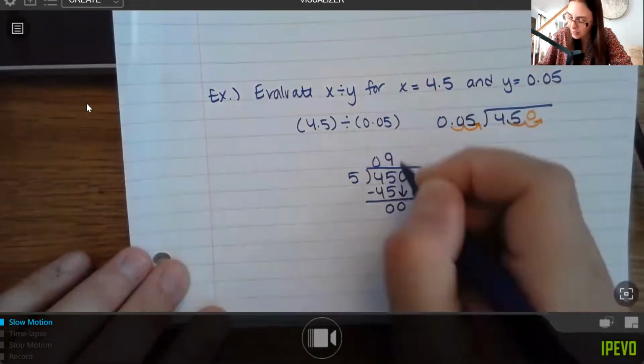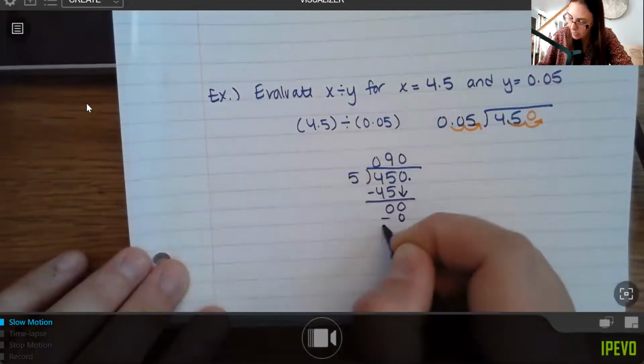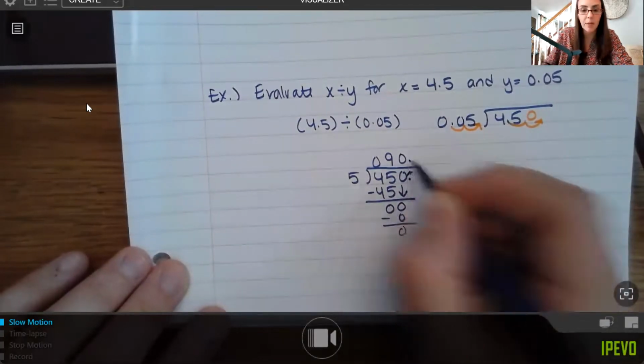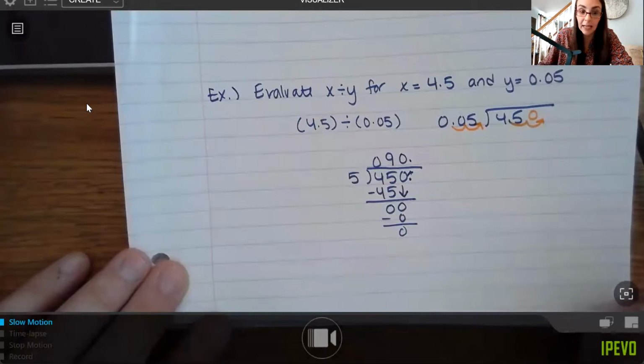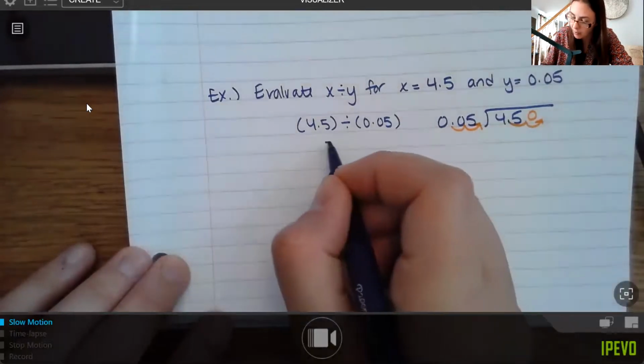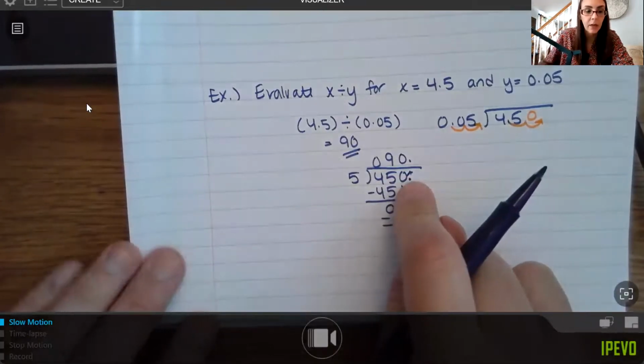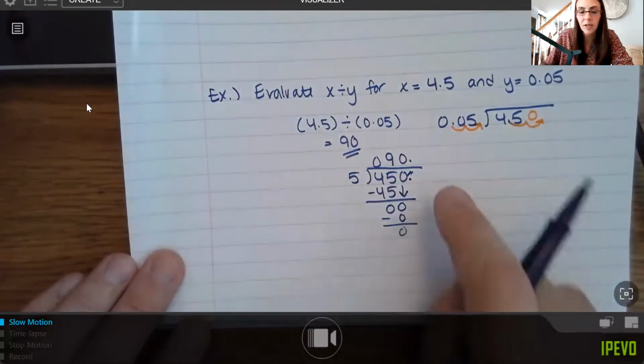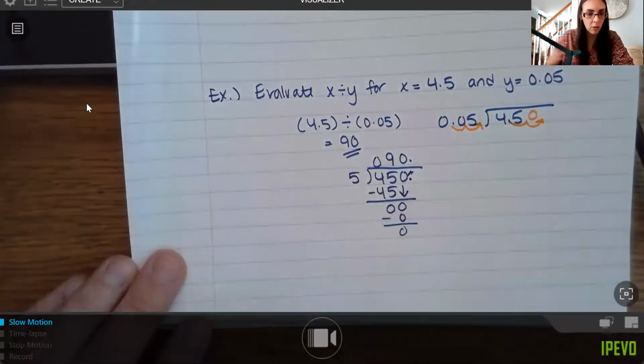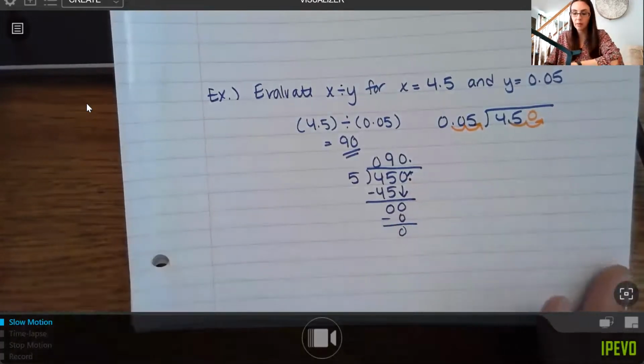5 goes into 0 0 times. And now I've reached the decimal, I can stop. So my answer here is 90, not 9. So just be really careful there that you finish the problem and at least go all the way through the decimal. You can always attach extra zeros after the decimal, but you do need to go through the decimal for your division.